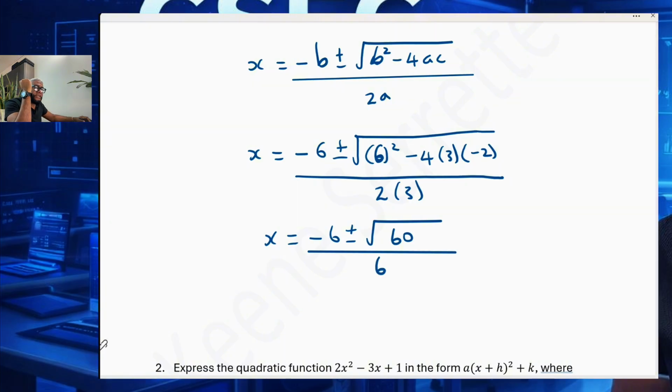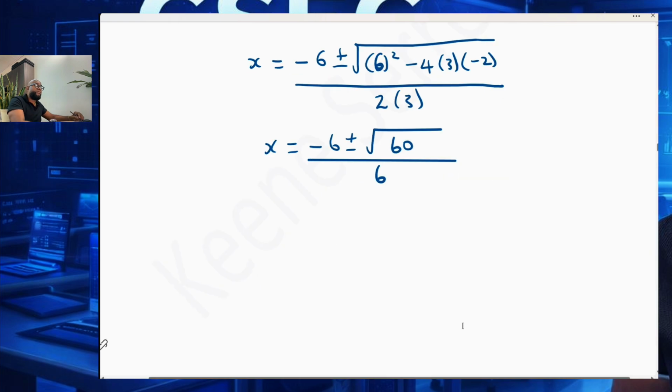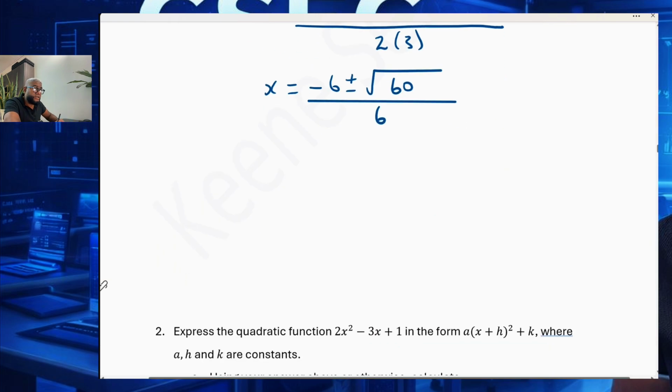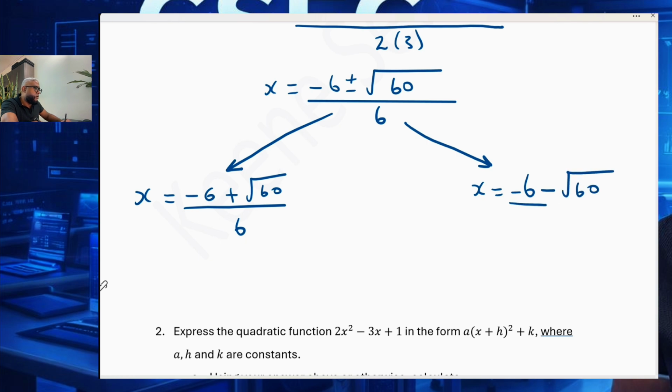Now, when you reach a stage where there's nothing else you can simplify, you cannot say 6 into 6, 1 there. You branch off into two answers. So the first one is x equal to negative 6 using the plus: negative 6 plus the square root of 60 all over 6. And on this side, x will be equal to negative 6 minus the square root of 60 all over 6.